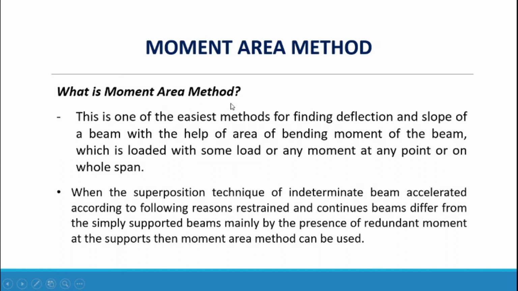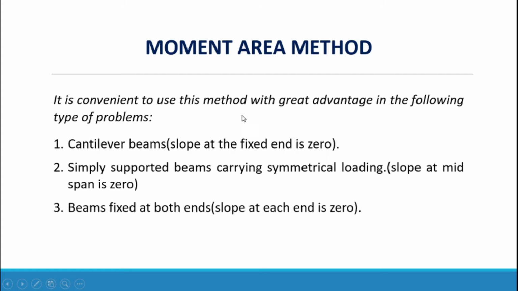And what is the moment area method? This is one of the easiest methods for finding the deflection and slope of a beam with the help of the area of the bending moment of the beam, which is loaded with some load or any moment at any point or on the whole span. When the superposition technique of indeterminate beams is complicated for the following reasons, restrained and continuous beams differ from simply supported beams mainly by the presence of redundant moments at the supports, then the moment area method can be used.